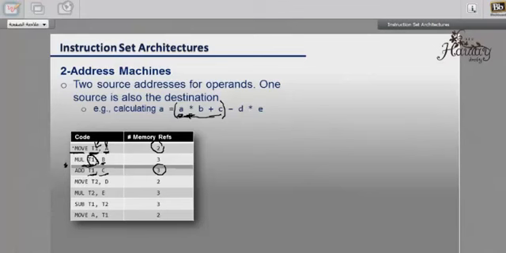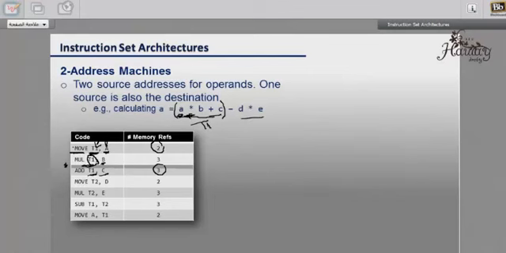Straight away, we do not need to bring an instruction called store as we did before, because we are storing as we go along. So now we have a complete value of T1. Now we move to the second part. Again, we'll do the same idea.